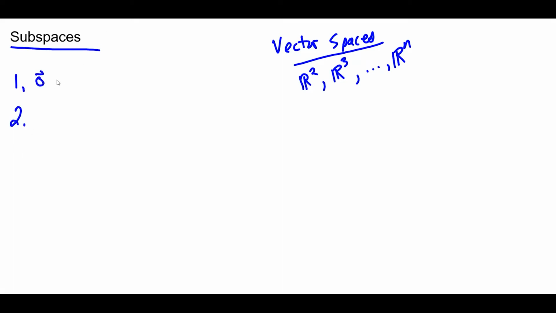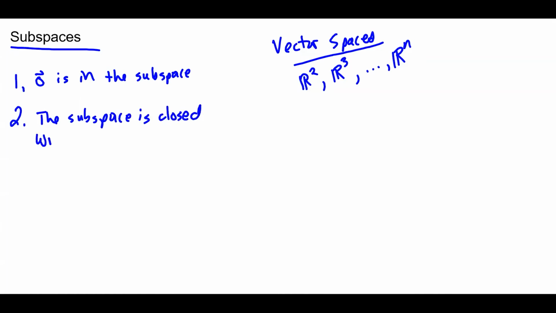So the first one is the zero vector is in the subspace. So if you have a subspace, you have to have the zero vector as part of that set. Second, you have to have what's called closure with vector addition. So we'll say the subspace is closed with respect to vector addition.